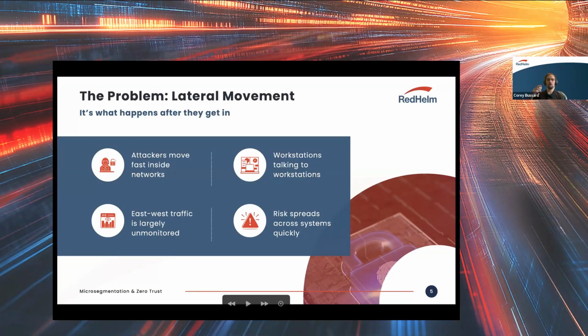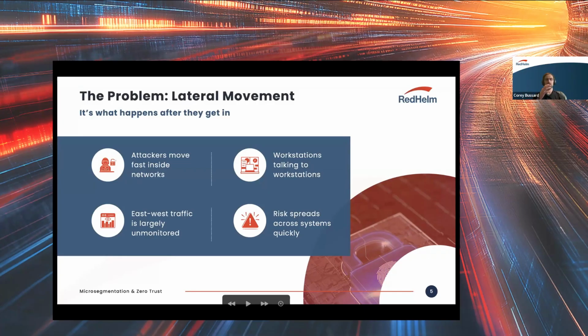Lateral movement could be workstation to workstation. It could be workstation to server. It could be workstation to cloud. It could be cloud to workstation. It could be any direction. That's really what lateral movement is going to be. And then there's also terms that they throw out there like north and south versus east and west.